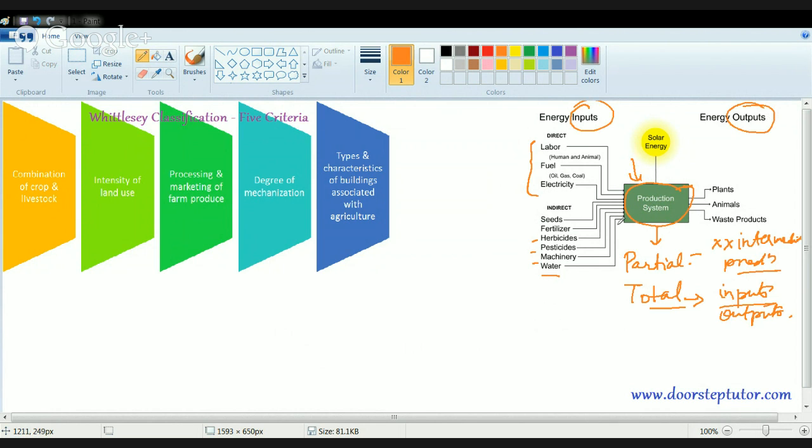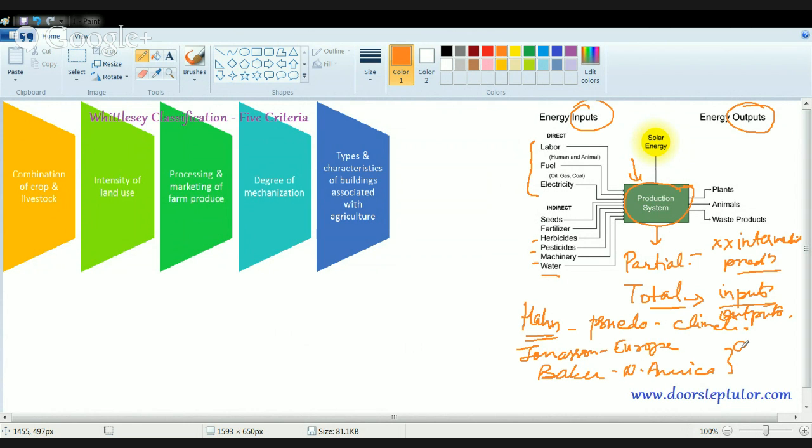Now, there were various scientists and various geographers who gave different theories on agricultural systems. For example, Hahn classified based on pseudoclimates. So his main emphasis was climate. Then you have Jonassen, who worked on the territories of Europe. Baker worked on territories of North America. All of them tried to work on agricultural regionalization. Now they divided various regions across the world and across their countries to demarcate what kind of agriculture production is going on in which regions of the world.